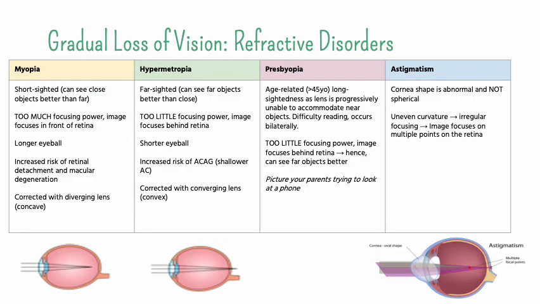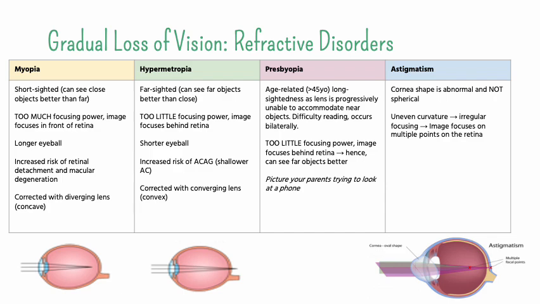This is a summary of the refractive disorders: myopia, hypermetropia, presbyopia, and astigmatism. Myopia is commonly referred to as short-sightedness, in which you can see close objects better than far away. Essentially what happens is individuals may have a longer eyeball, and as a result, there is too much focusing power, and the image focuses in front of the retina. This refractive disorder can increase the risk of retinal detachment and macular degeneration, and you would correct this by using diverging or concave lenses.